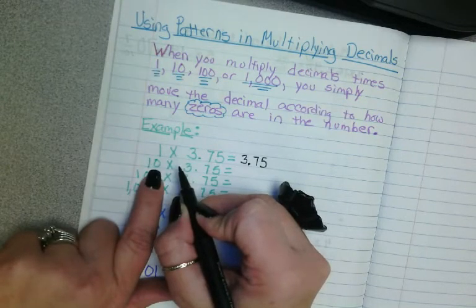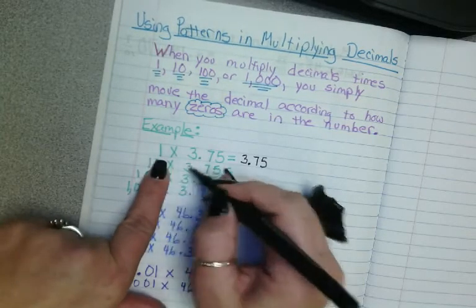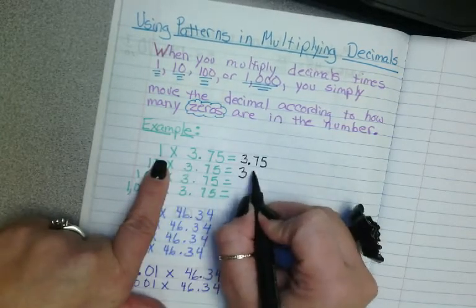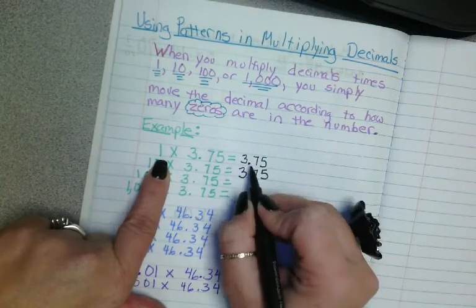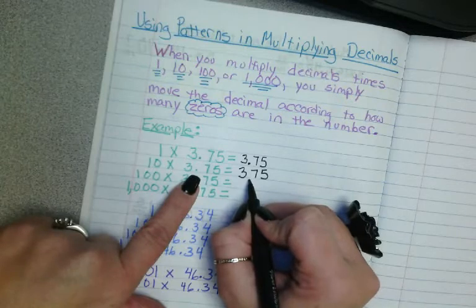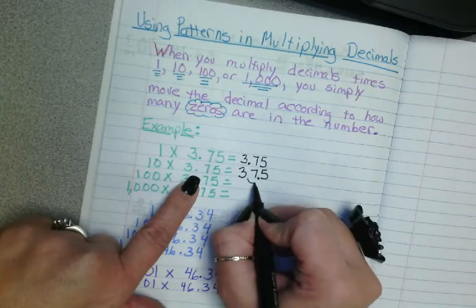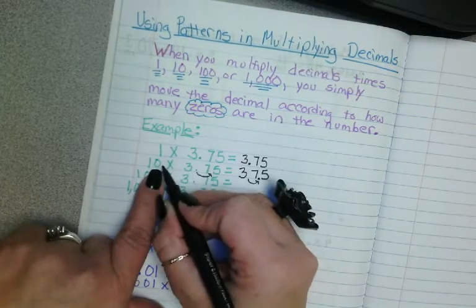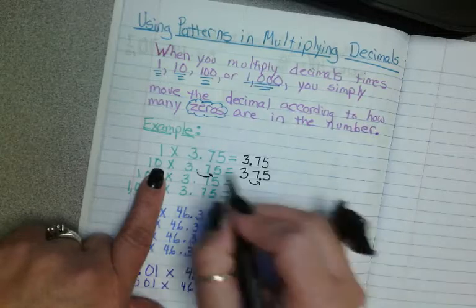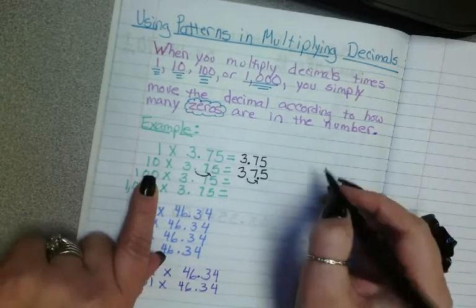So, in this case, it's the same as saying 1 times 3.75, only this time my decimal is here, and I'm just going to move it on over 1 space. See? It just moves over because of 1 zero. And it moves to the right. Okay?